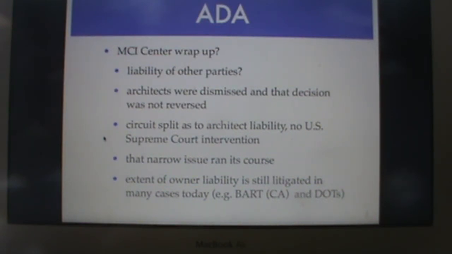So these 2 cases, they're both still on the books. This issue about sightlines kind of ran its course. Now buildings that are being designed, they're aware of this issue and it doesn't come up anymore. But like I said at the beginning of this section, the issue of owner liability under ADA is still being litigated in transit situations and Department of Transportation litigation.